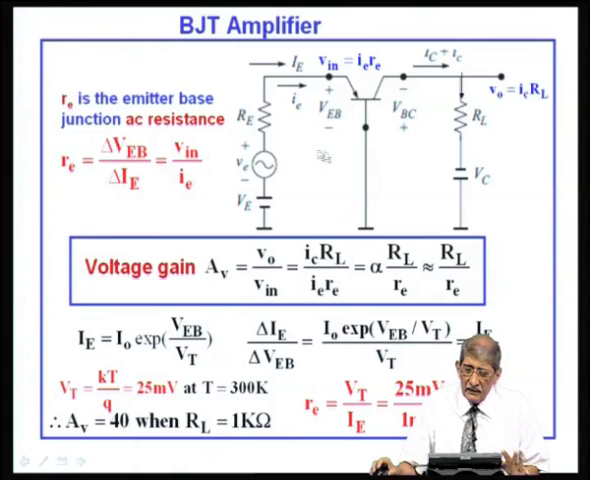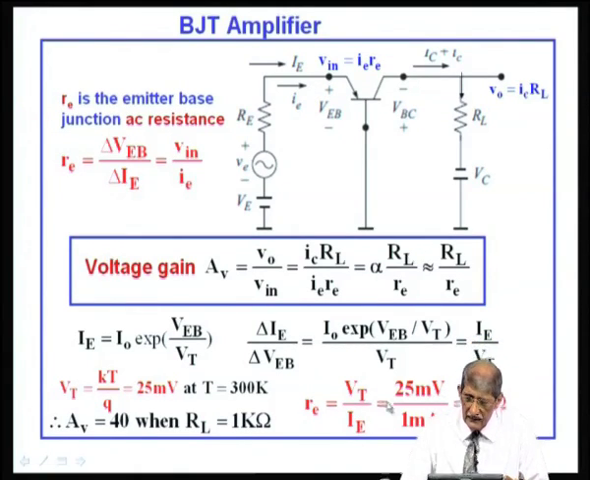Only difference is, since the current is now 2 milliamperes DC, your r_e will be 25 divided by 2 milliamperes, that is 12.5 ohms, which would make the voltage gain equal to 1000 divided by 12.5, that is 80. So, that means if I choose larger and larger I E, the gain will go up because r_e keeps on reducing, but there is an upper limit on this. Let us see how much that is. So, can I go on increasing the I E?